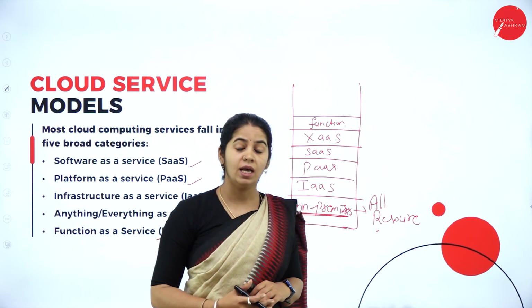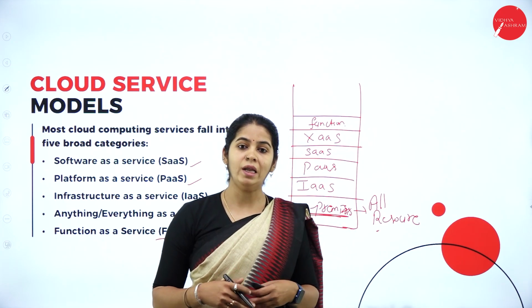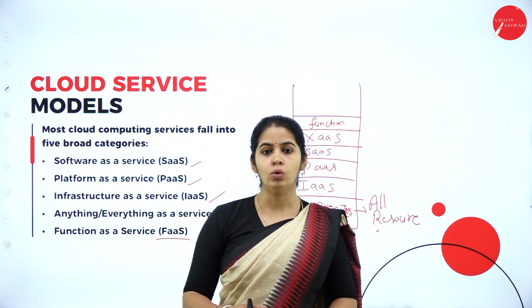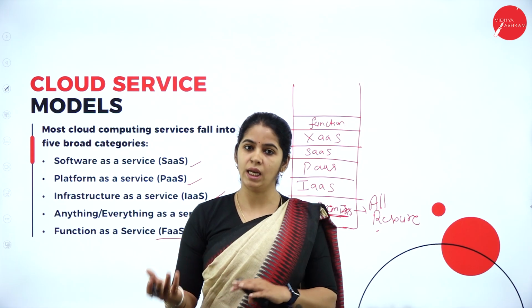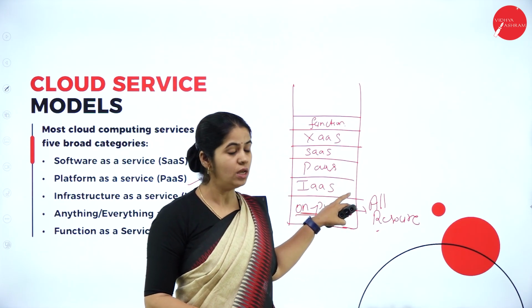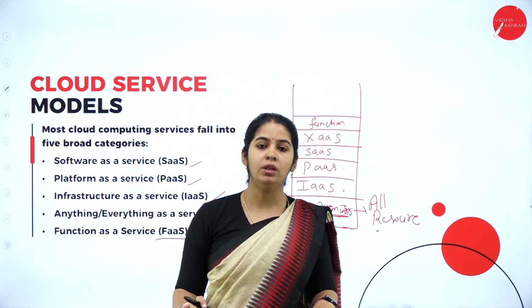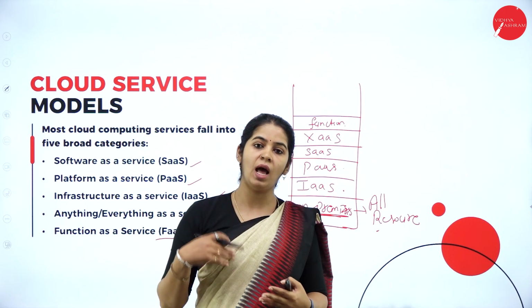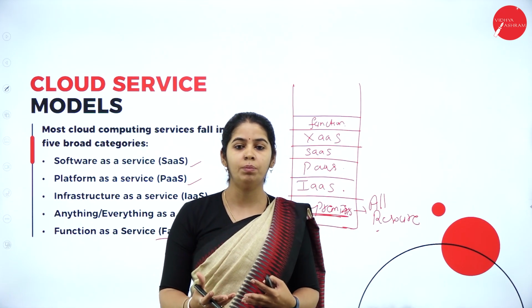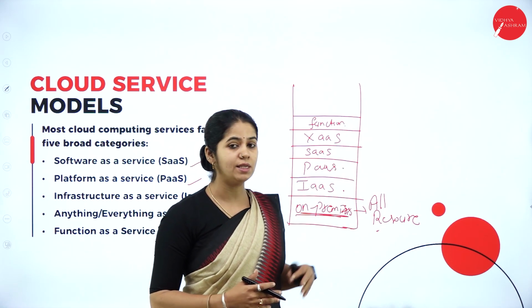Then IaaS, that is infrastructure as a service. It is providing the infrastructure to do anything in the software field. That is called as infrastructure as a service. Then what we have is platform as a service. Simply, they are giving infrastructure as well as a platform to develop the software or develop the application. That is called as platform as a service.